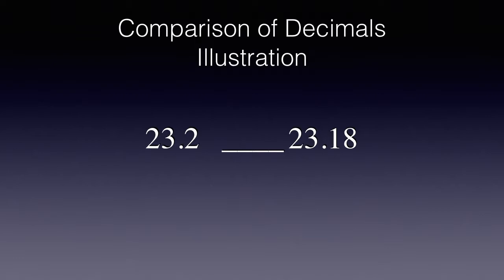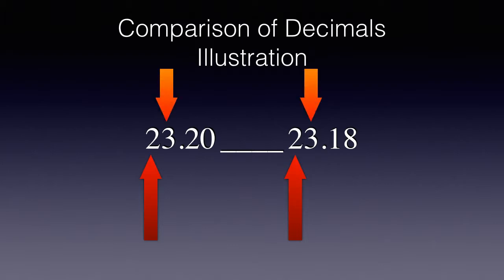But if we were to fill in that trailing 0, now we could compare them and go, oh, the 23s are the same, but 20 is bigger than 18. However, even if we did not do that, we could take the approach of, are these digits the same? Yes, move to the right. Are these digits the same? Yes, move to the right. Are these digits the same? No. 2 is bigger than 1, therefore 23.2 is bigger.